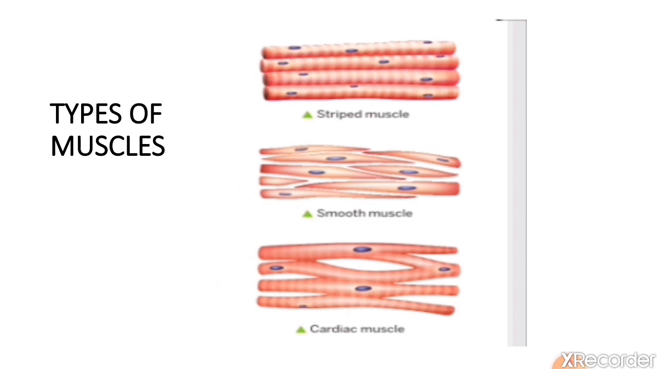Now the next type in the mind map, the third, is given of muscles. Okay. So it is about muscles. So we know there are three types of muscles present in our body: striped muscles or voluntary muscle, smooth muscles or involuntary muscle, and the third type is cardiac muscle.